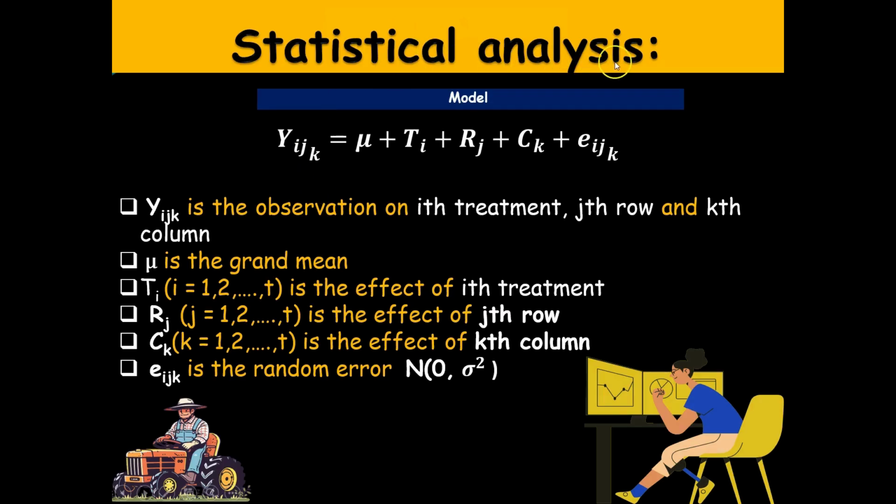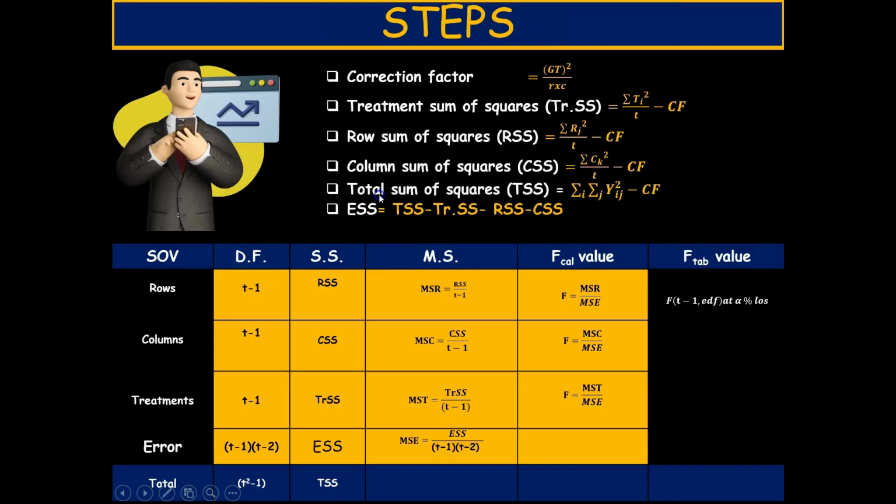Now, as far as the statistical analysis is concerned, the model of Latin square design consists of Yijk, which is the observation on the ith treatment, jth row and kth column. Mu is the general mean or grand mean. Ti is the effect of the ith treatment. Rj is the effect of the jth row. Ck is the effect of the kth column. And the error is always random in nature and follows a normal distribution with zero mean and constant variance.